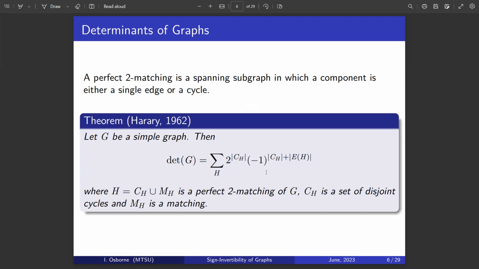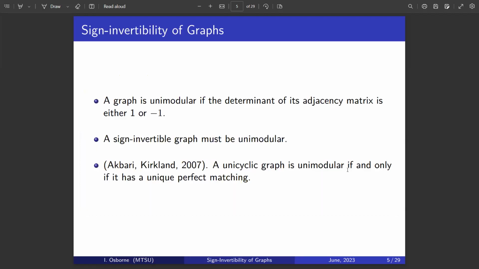So for unicyclic graphs, you will either have plus or minus 1 and then plus or minus 2. So if you have the unique perfect matching, like what Harary and Kirkland were talking about, then you're going to be unimodular.